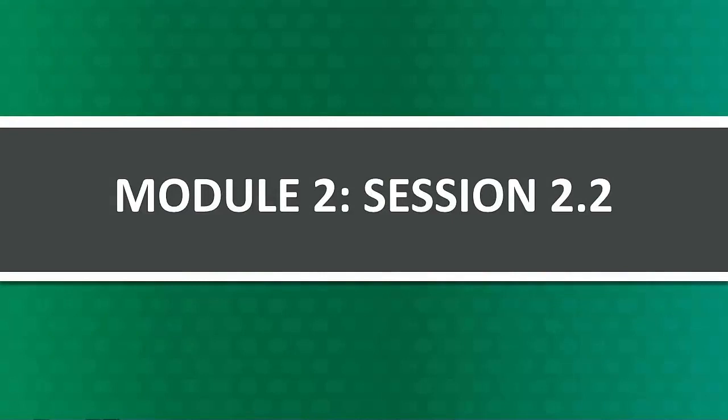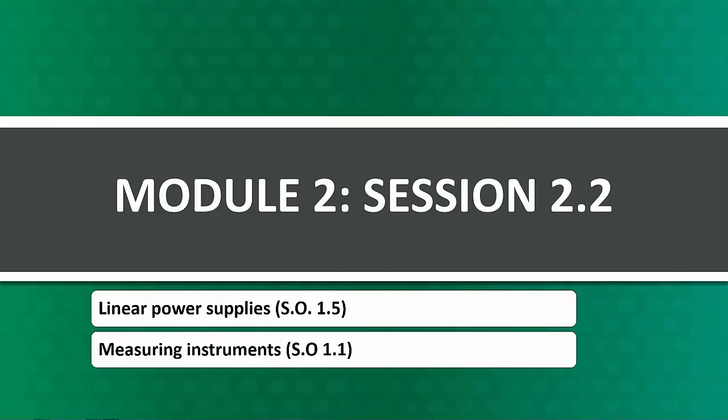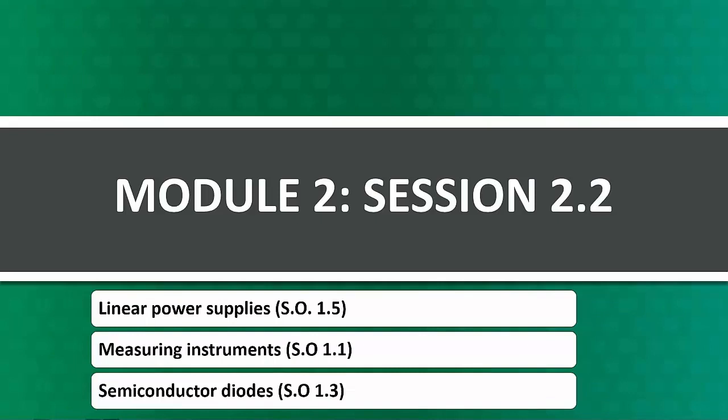Session 2.2. In this session, we will turn our attention to the basic concepts of linear power supplies. Linear power supplies is subject outcome 1.5 of the Level 3 curriculum, but we will also be incorporating measuring instruments, subject outcome 1.1, and semiconductor diodes, subject outcome 1.3. You can also link subject outcomes together in this way when teaching your students.